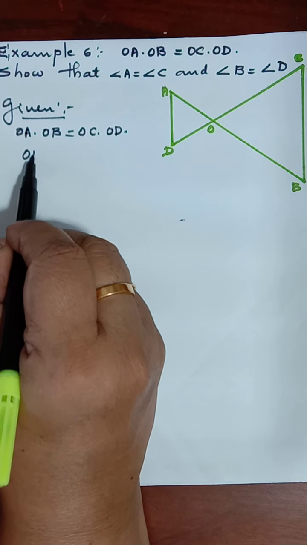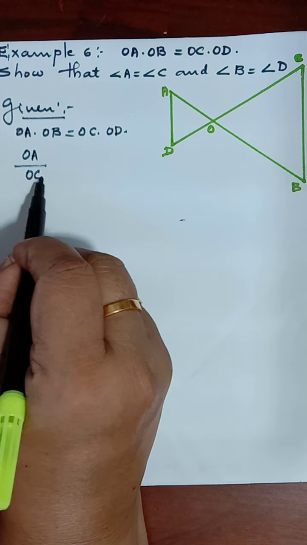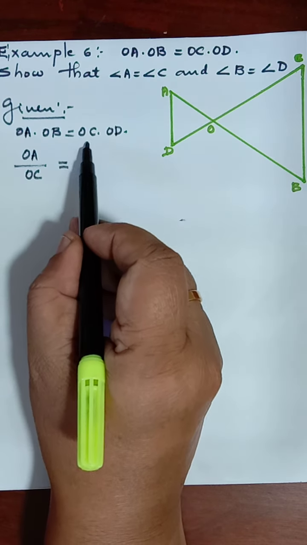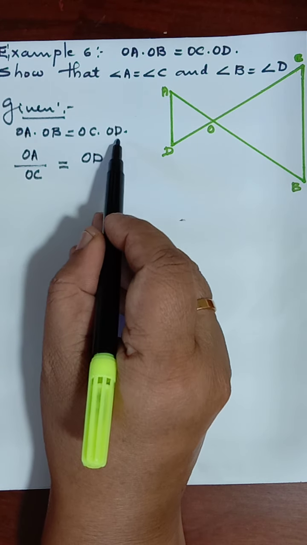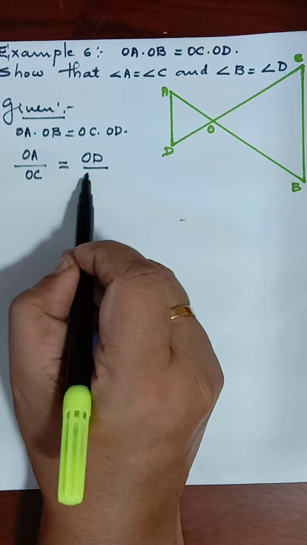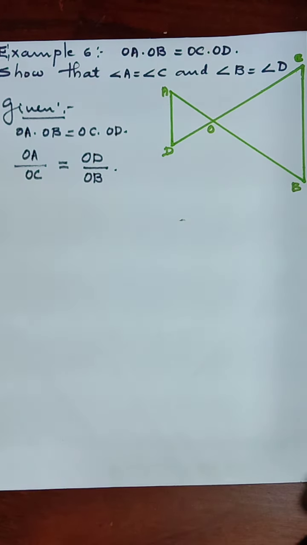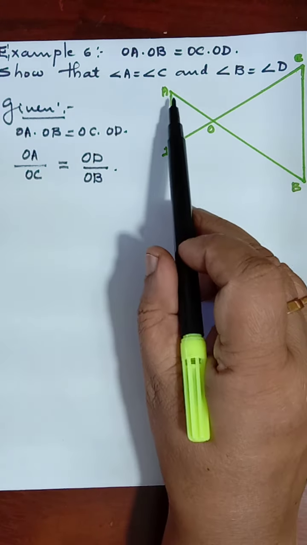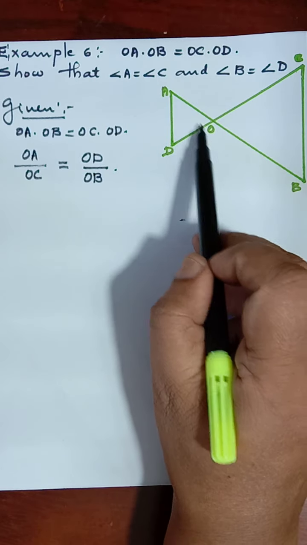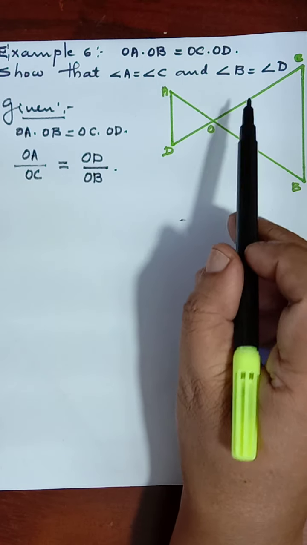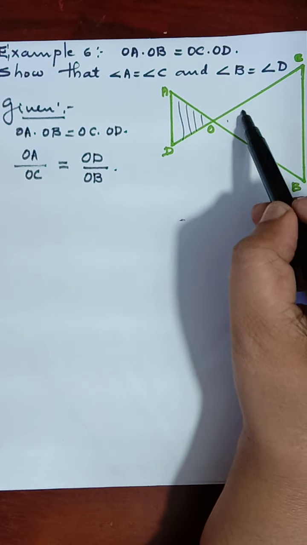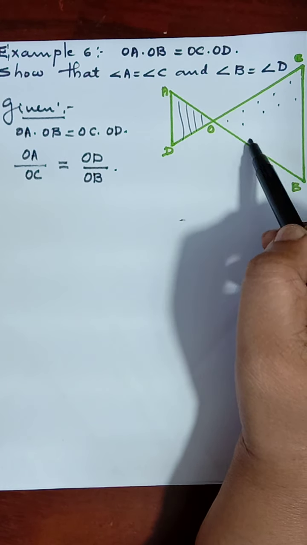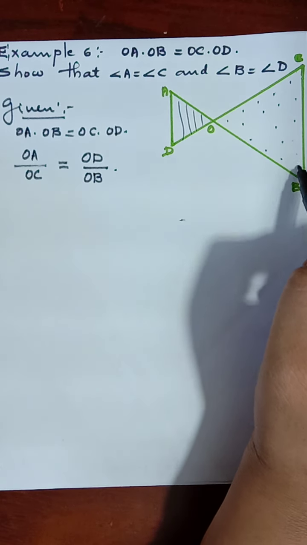So let me write it as a ratio, OA by OC. OC I have taken to the left side. OD is already here, divided by OB on the other side. We'll see this, OA same as AO by OC. This is the first triangle. This is the second one. We have to prove that these two triangles are similar.